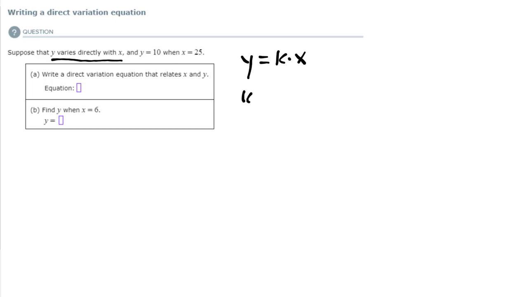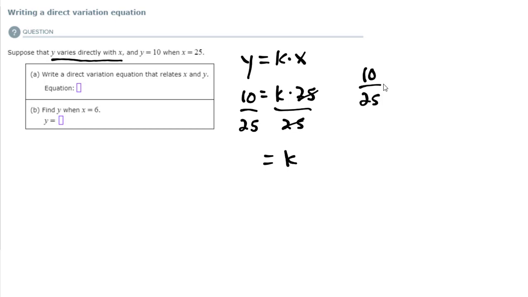When y is 10 and x is 25, we get this equation here. What's good about this is that we can solve this for k by dividing both sides by 25. And I would get k on this side when I simplify it. And then on this side, I could actually reduce 10 over 25. They're both divisible by 5. So when I divide it by 5, I get 2 over 5. So that's the value of k.